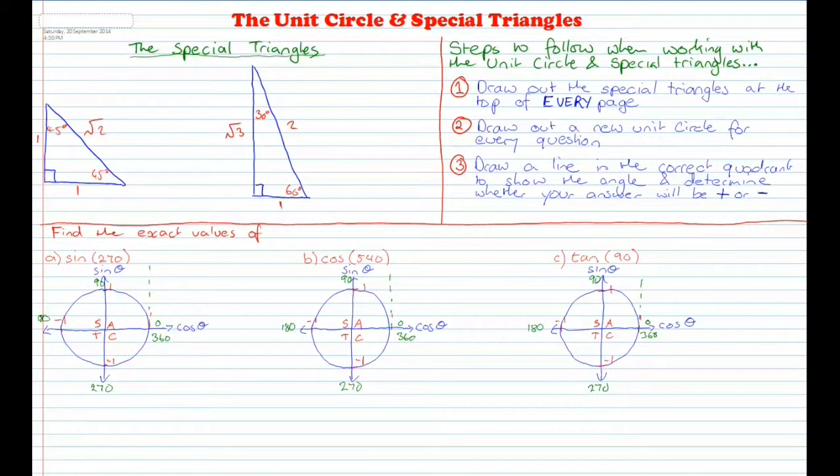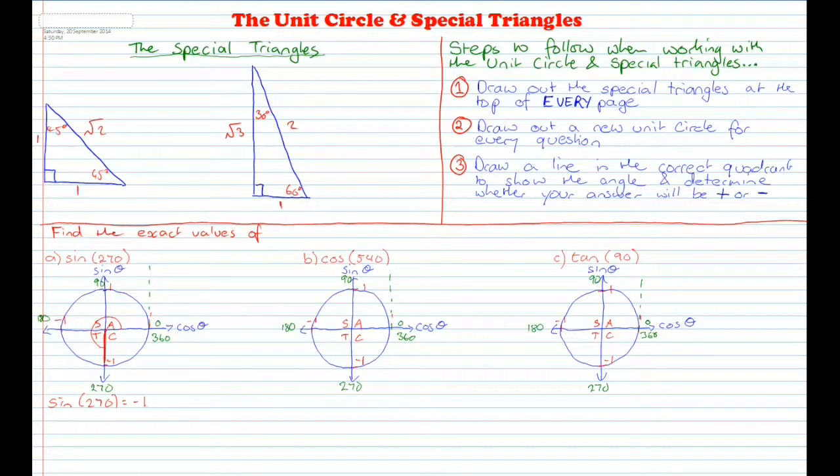Now for sine of 270 degrees, let's go through and actually draw where the 270 degrees will be. So if we go all the way around, the line will end up going down here like so. So that is from there to there, will get us 270 degrees. Now for sine, well sine is along the y-axis, isn't it? So sine of 270 degrees, well it's going to go all the way down to -1. So therefore sine of 270 is equal to -1.